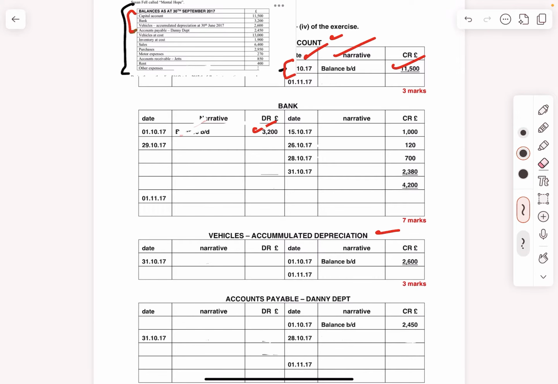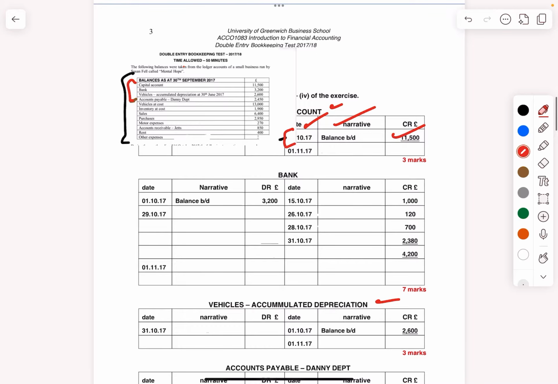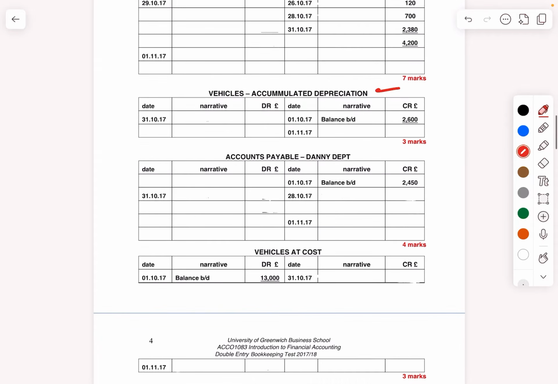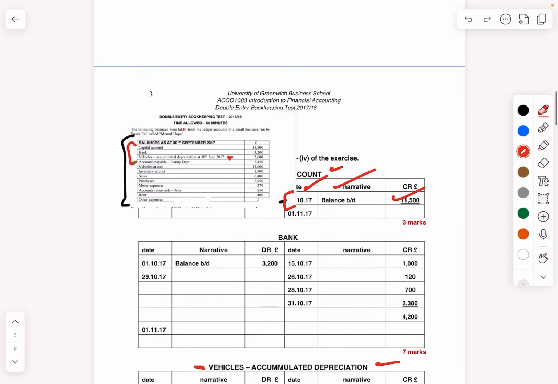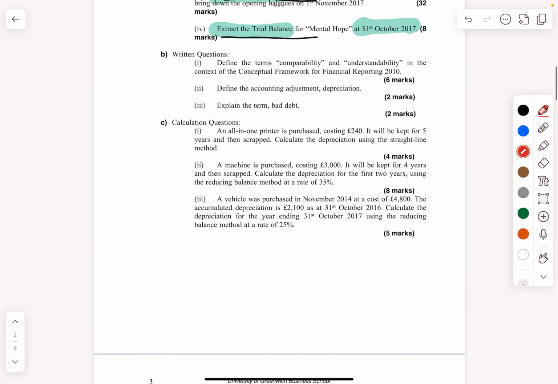Let's do the last one, the third one. It's the vehicle, but this one is depreciation. Depreciation is a liability. Liability is credited, right? So we're gonna put the T account as a T. This is debit, this is credit, if you can see. And I put the date, I put balance brought down, and I put the amount. Done. Easy, easy.